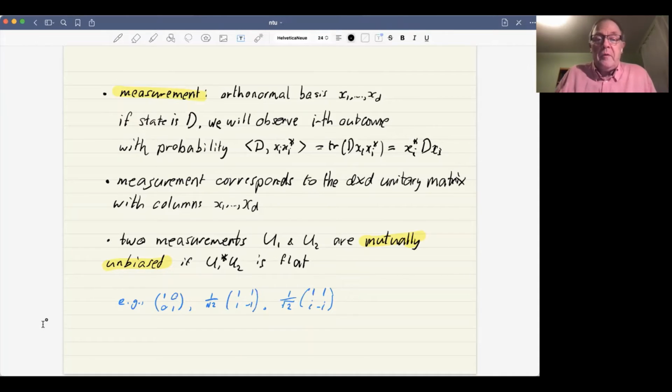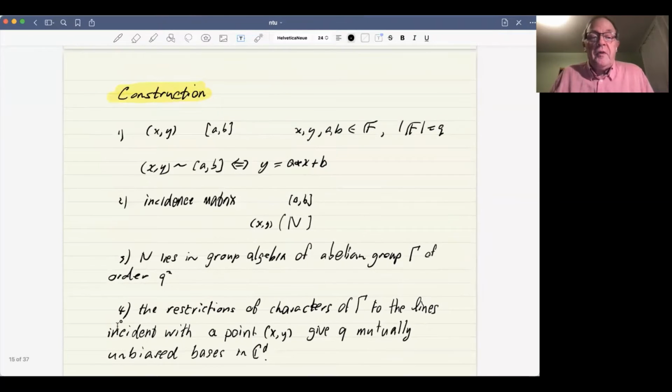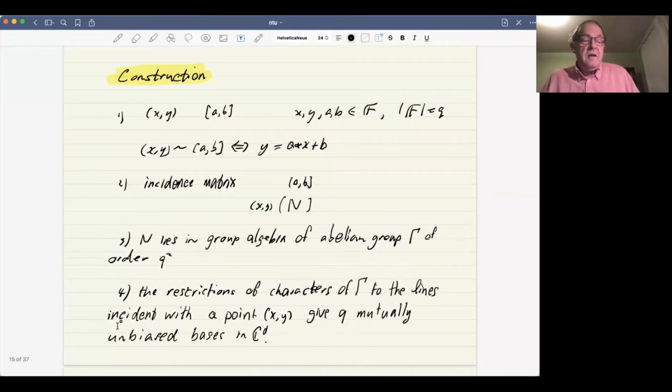And so what else? Questions about what we are trying to do? Well, the first thing is to think about a construction. The point I want to make here is simply that the construction is quite combinatorial or geometric, depending on your viewpoint. So I'm going to start by constructing an incidence matrix, really.